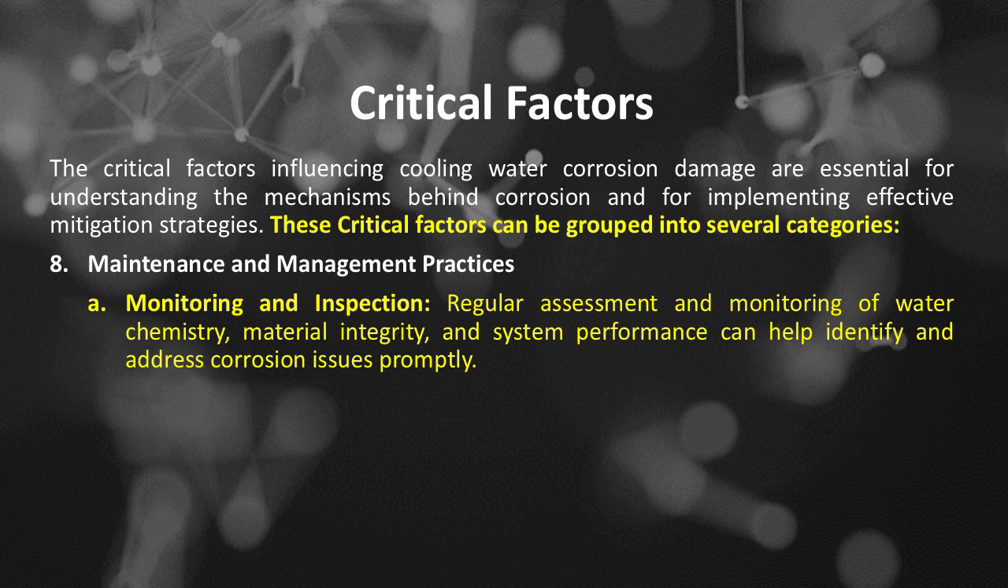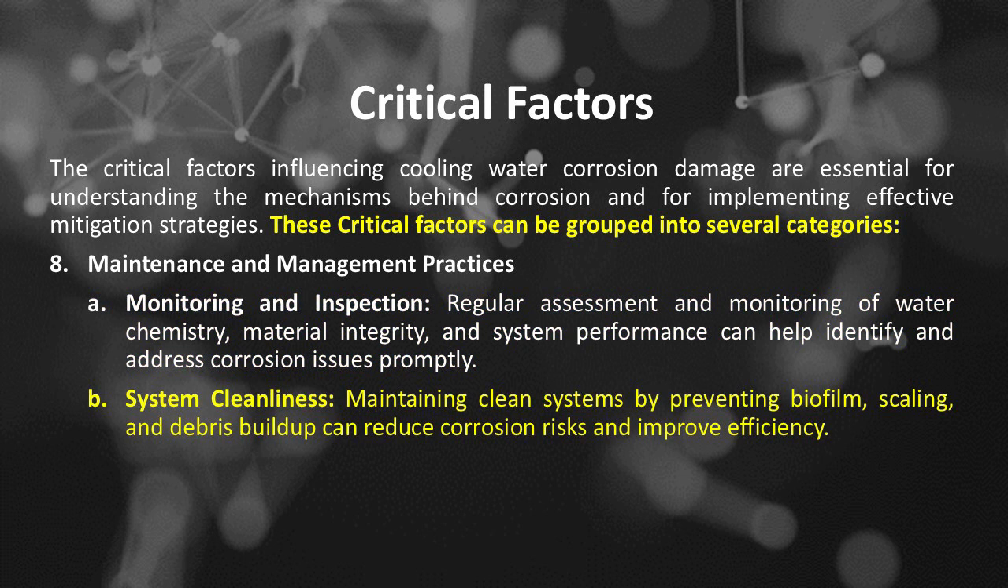Number A of maintenance and management practices is monitoring and inspection. Regular assessment and monitoring of water chemistry, material integrity, and system performance can help identify and address corrosion issues promptly. Number B of maintenance and management practices is system cleanliness. Maintaining clean systems by preventing biofilm, scaling, and debris buildup can reduce corrosion risks and improve efficiency.